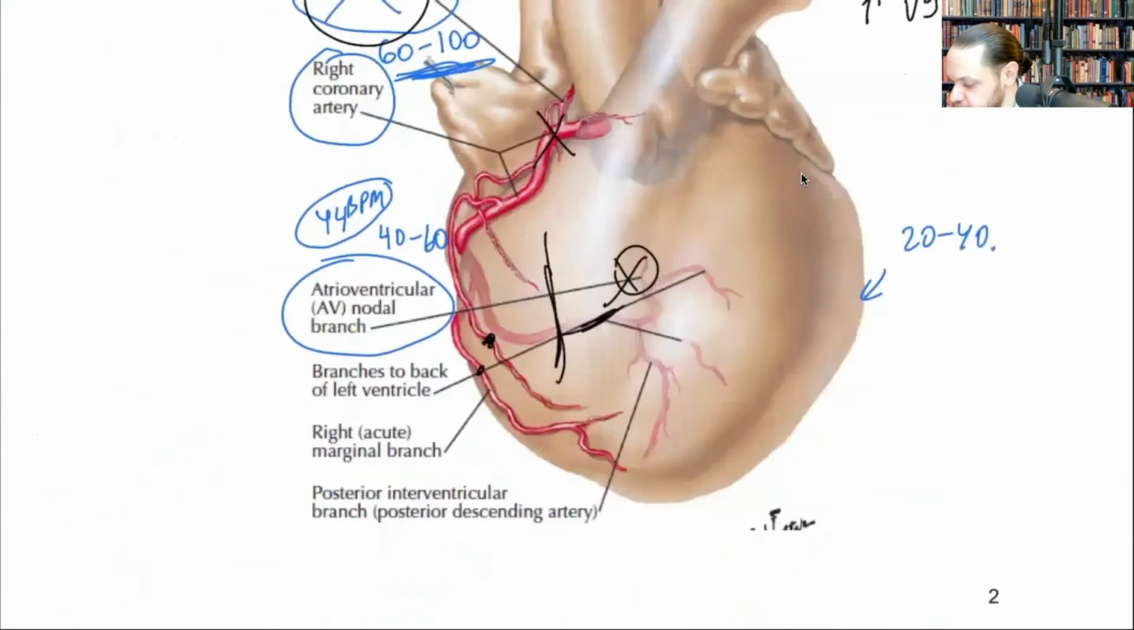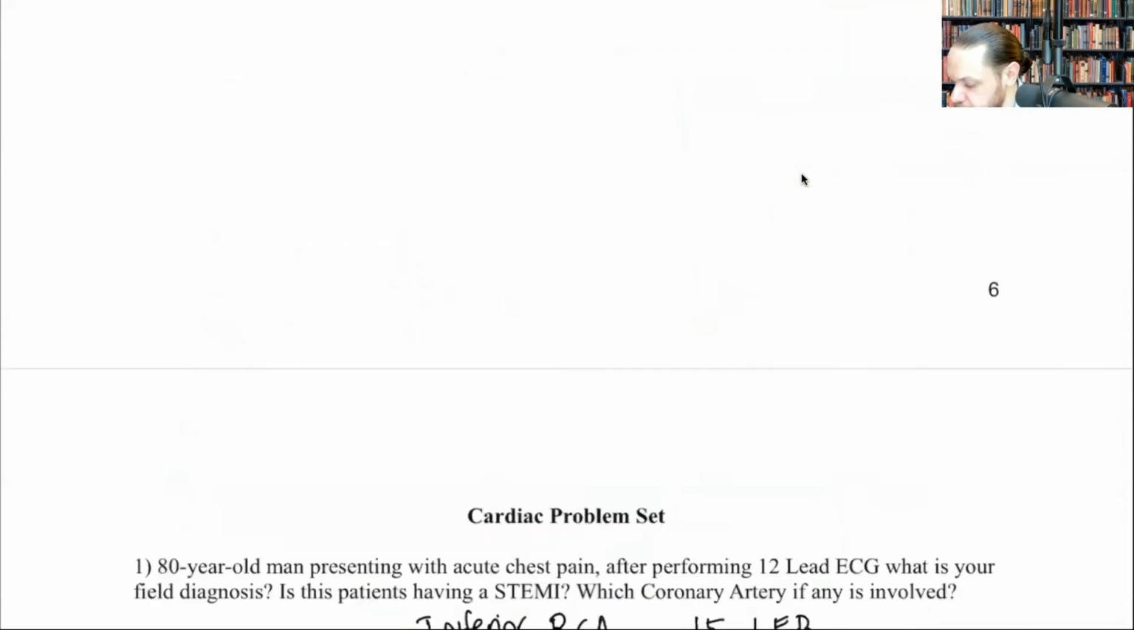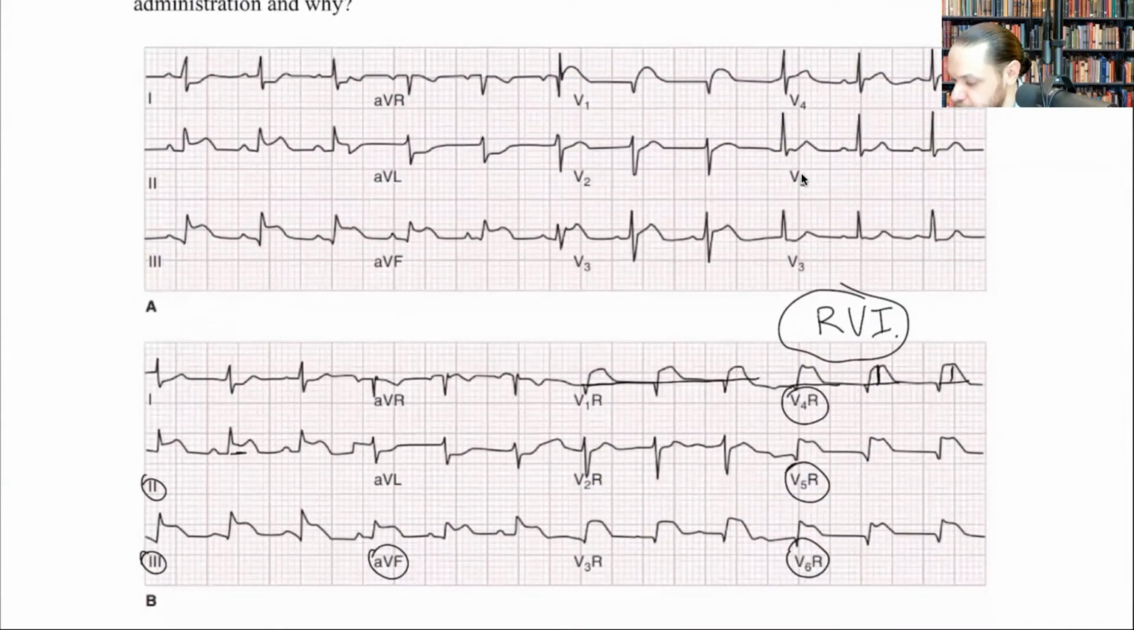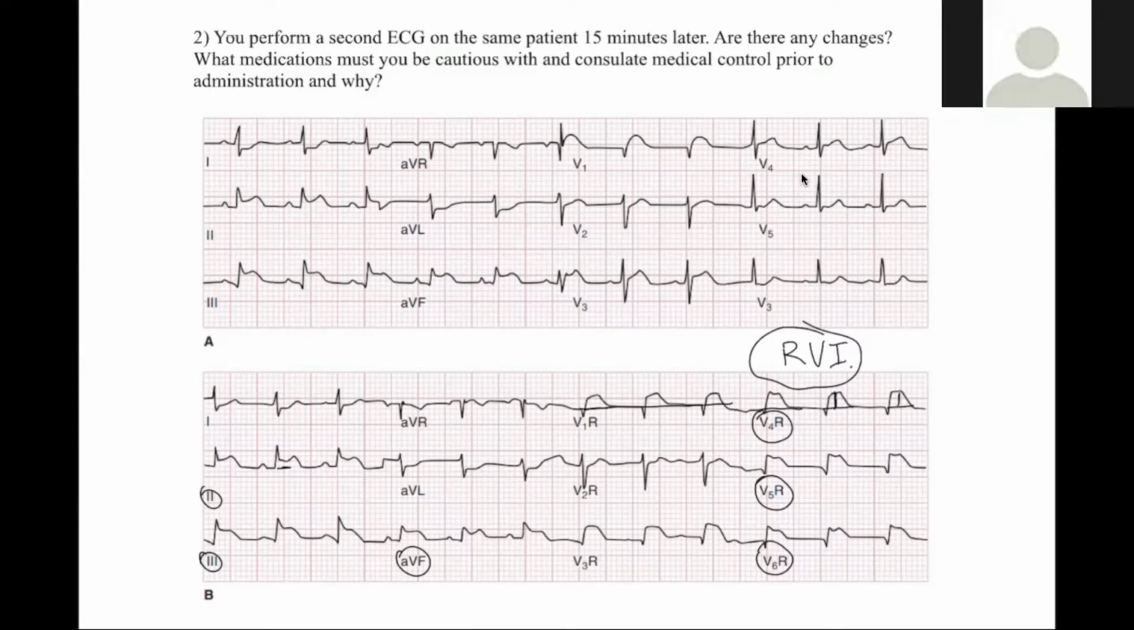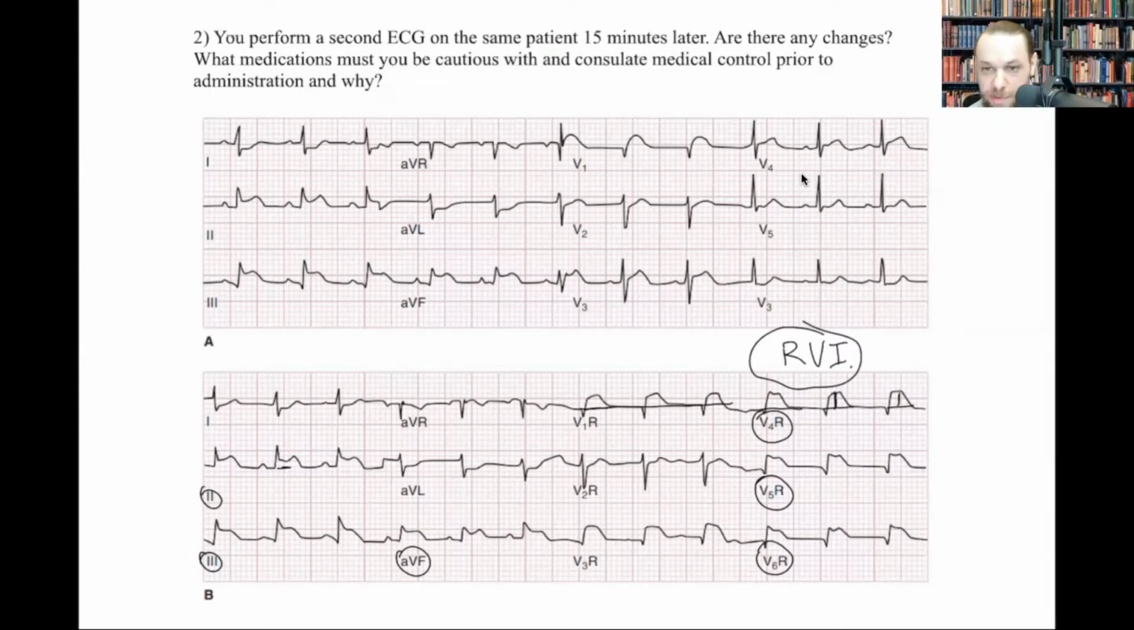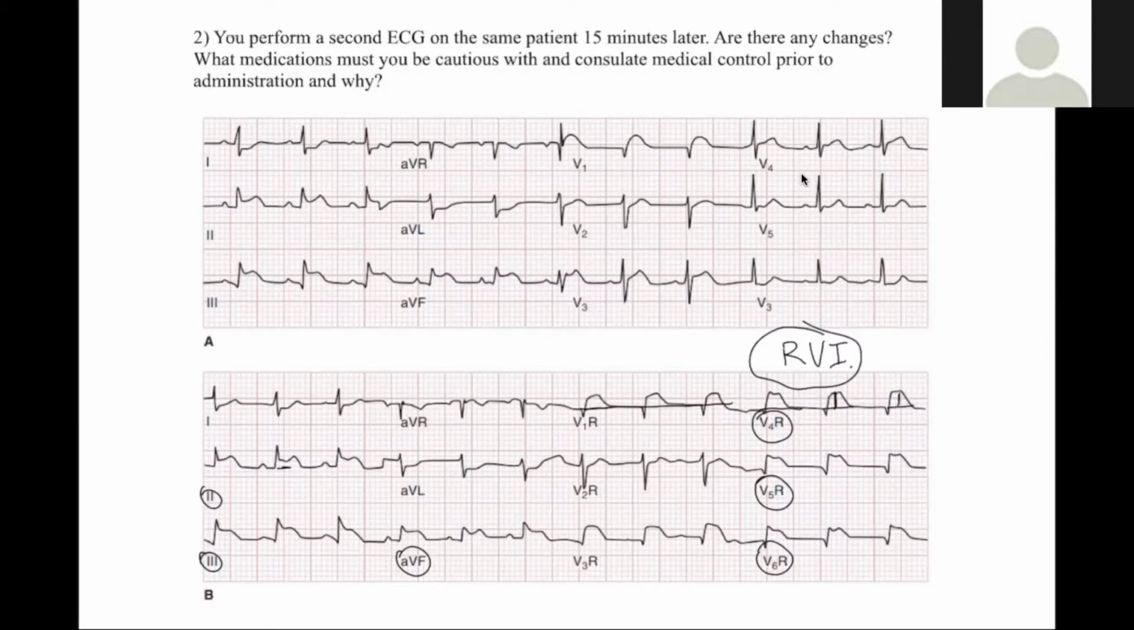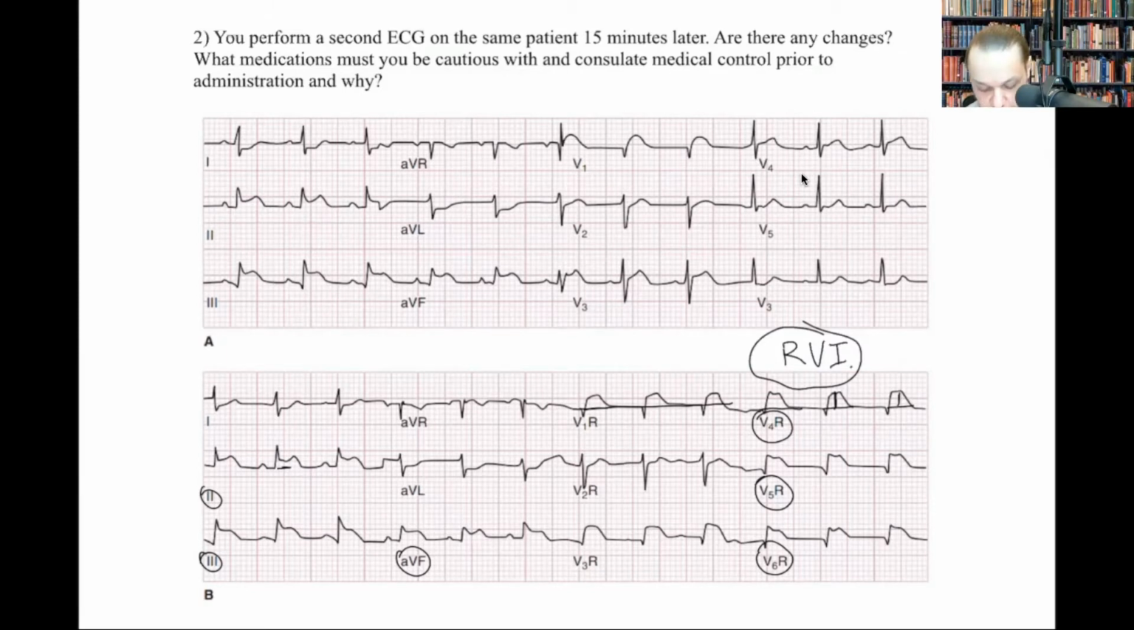So what medications maybe we want to consider or potentially avoid giving this patient? Well, we don't want to give him nitro. Do we want to give him nitro or don't? Don't. Yeah, exactly. So the reason we don't want to give this person nitrates is because he has right ventricular involvement. We said that's potentially dangerous.